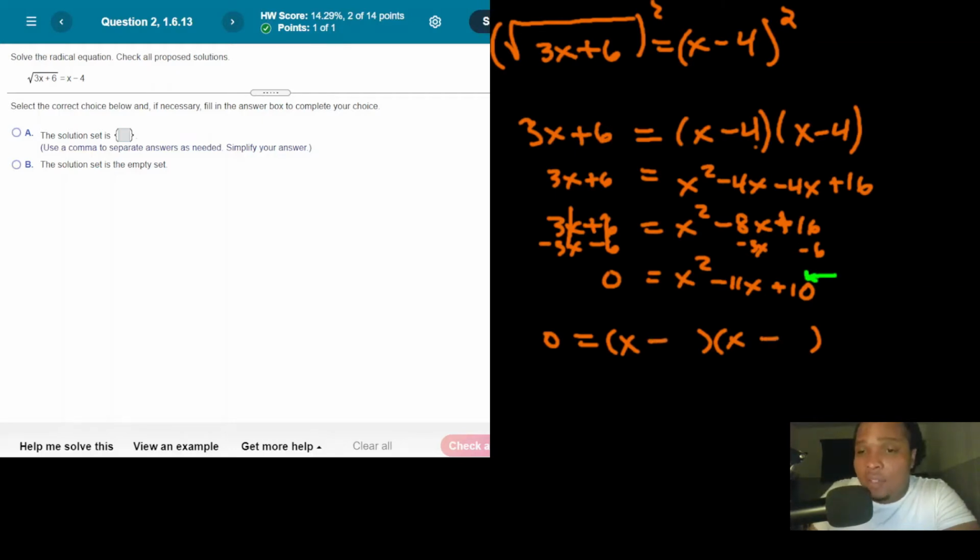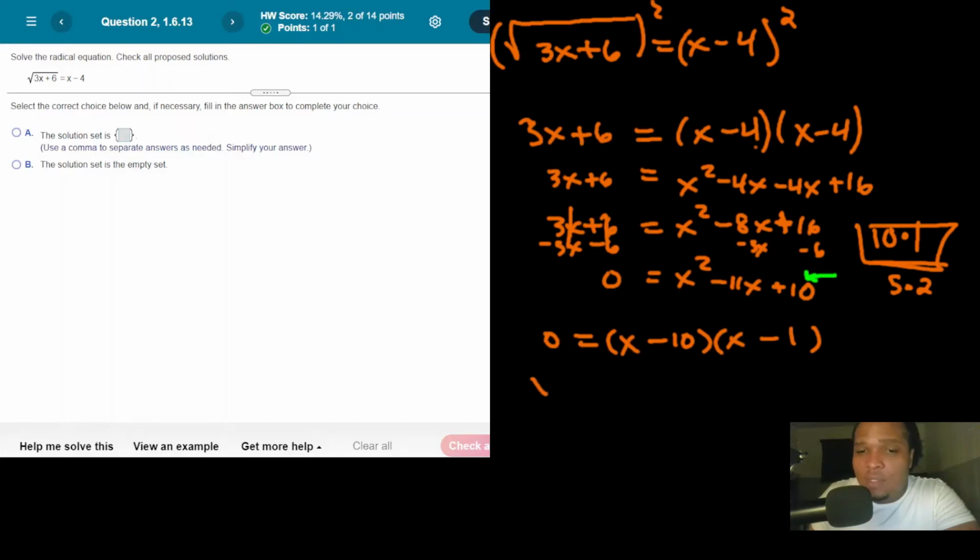Okay, now factors of 10. We need to find factors of 10 that when you add them together will give you the middle. Notice that this is a plus, so you're going to add your factors as you find them. First factor of 10 is 10 times 1. Will 10 times 1 give you 11 when you add them? Yeah, so there's no need to find the other factors. We already have what we're looking for, 10 times 1. And because they're the same sign, it doesn't matter where you put them.